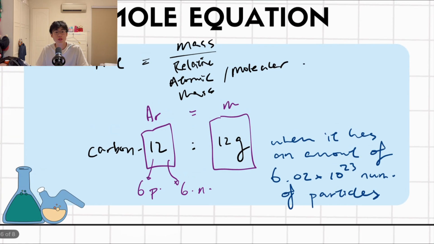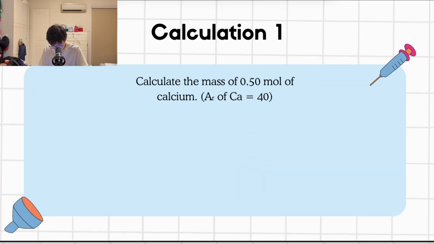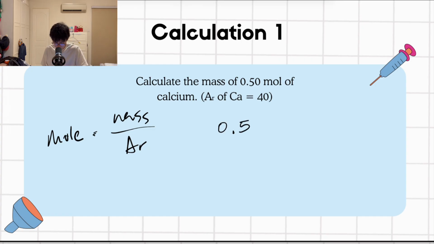And so let's try to put this mole equation into practice. For calculation 1, it asks us to calculate the mass of calcium, and we know that there are 0.5 moles of calcium. So if we use the mole equation from just now, which is mole equals mass over AR, we know that there's 0.5 moles of calcium and we're trying to find the mass of it. And we know the AR of calcium is 40.